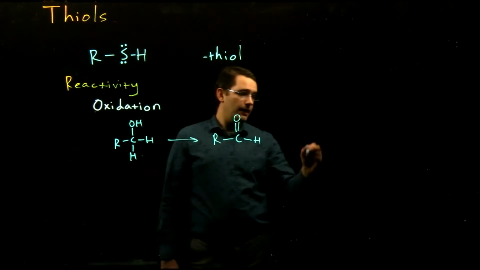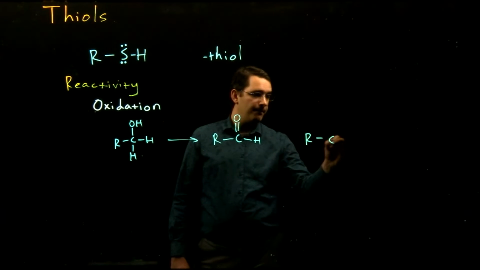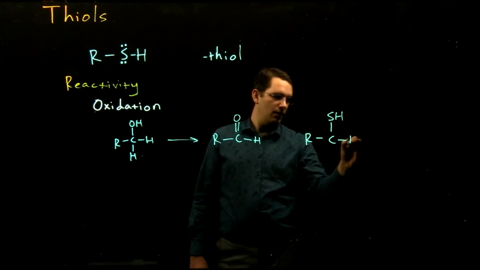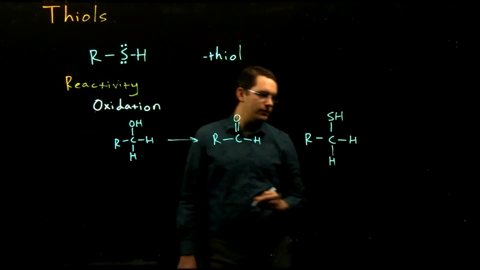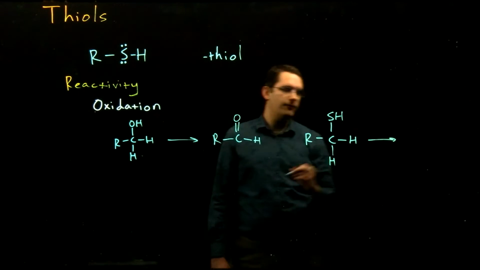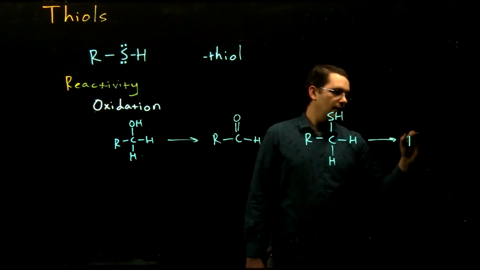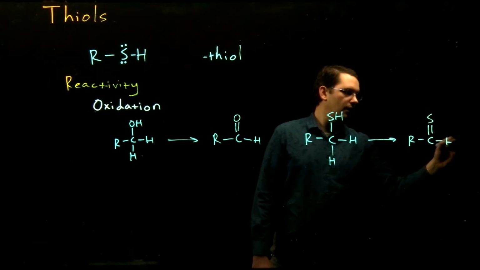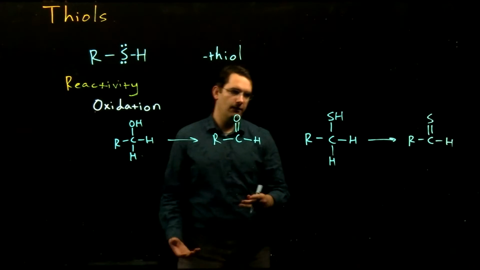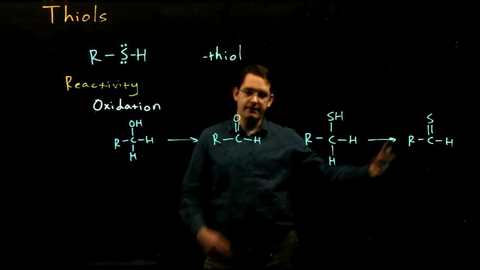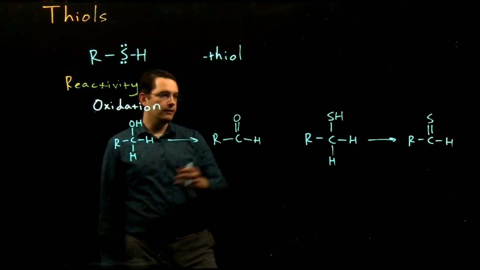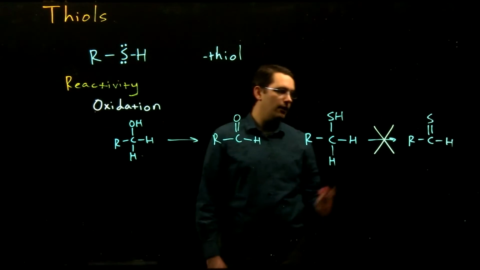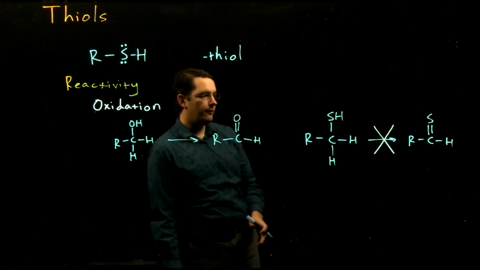So you might expect then that if we take our primary thiol, so we have our carbon with our single bond to another carbon, our thiol group and our 2 hydrogens here, and if we add oxidizing conditions, you might expect to form a thiocarbonyl where we form a double bond to our sulfur. Right? It's getting oxidized in the same way that our alcohol does. However, this doesn't actually tend to occur. Our thiocarbonyl compounds are very rare.